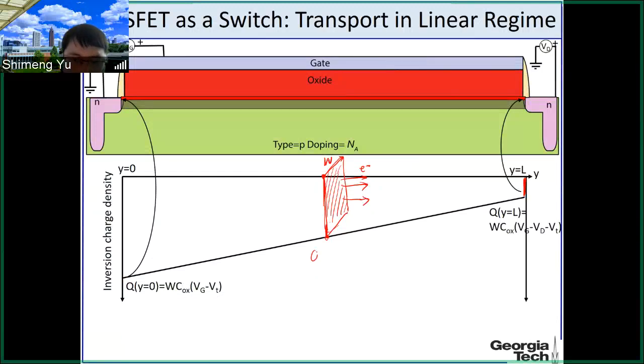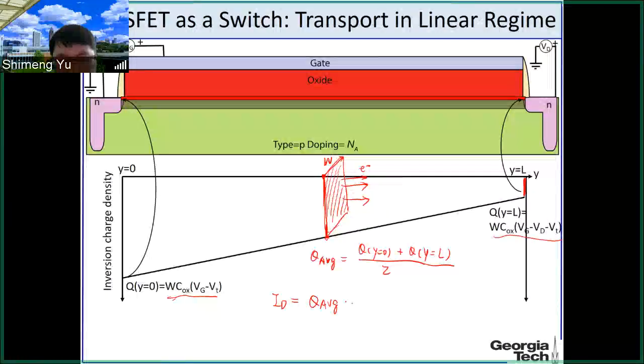So the average charge is the average of the charge at the source and the charge at the drain. So basically it's the average of this term and this term. So that is the average charge. And then the current is how many charges there are and how fast they move. So how fast they move. If you assume they have velocity v, then your current is essentially how many charges and how fast they move.